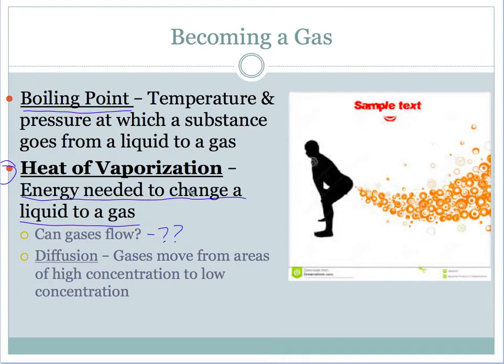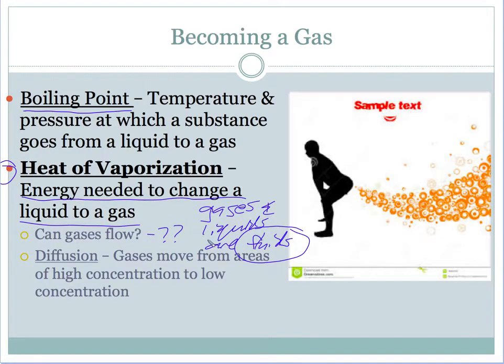Can gases flow? Yeah, gases can flow, meaning they can slide past one another. That's the flow part. So gases can flow, liquids can flow. Can solids flow? The answer to that is no. So gases and liquids are known as fluids. If we reference fluids, we're talking about either a gas or a liquid. It can't be a solid because solids don't flow.